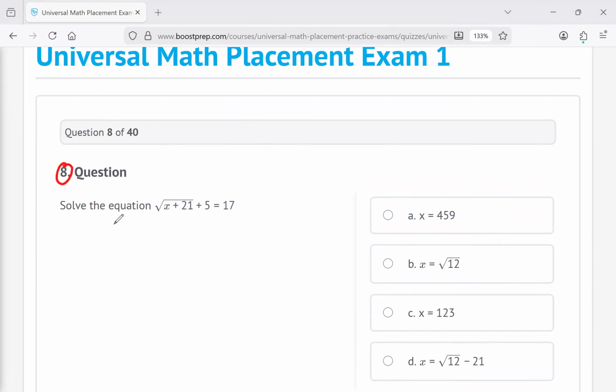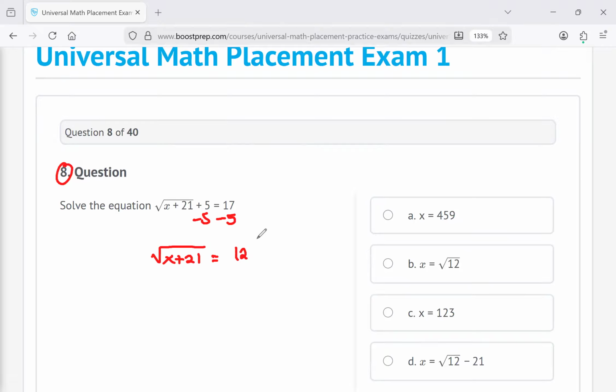Okay, question 8. Solve the equation. We have the square root of x plus 21, plus 5 equals 17. So my first instinct is to move that 5 to the left. Do not square. You see that radical? I know it's tempting to square, but don't square it now. So first, I'm going to move that 5 to the right by subtracting 5. So I get square root of x plus 21 equals 17 minus 5, which is 12.